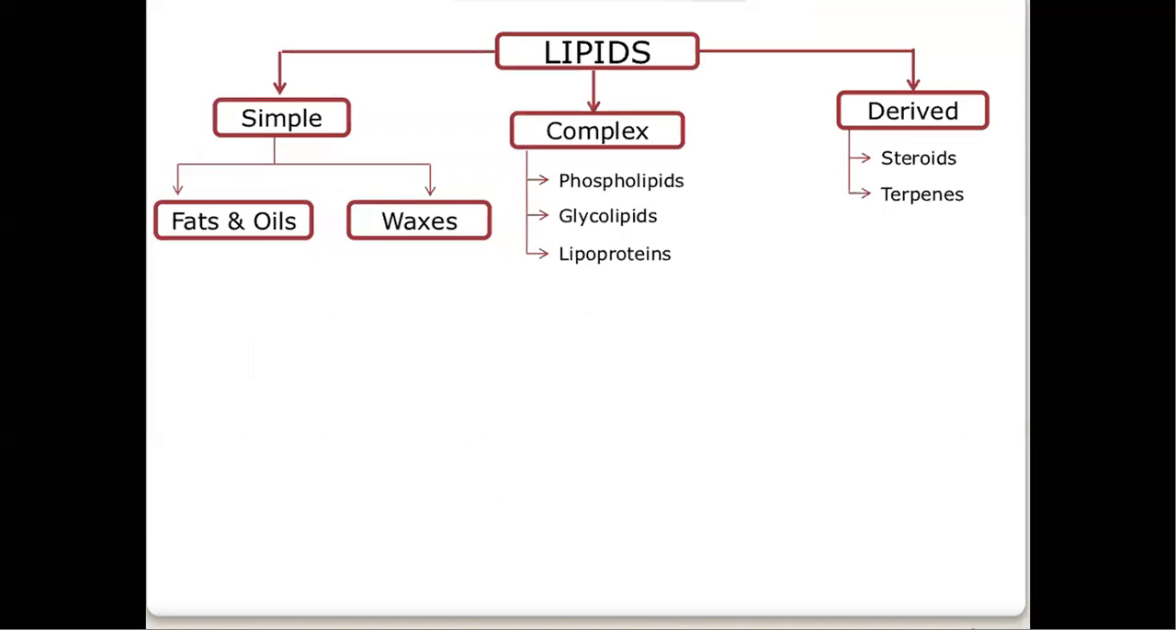And this is the classification of lipids. Lipids are classified into simple lipids, complex lipids, and derived lipids. Simple lipids are again of two types: fats and oils, and waxes. Complex lipids have three important examples: phospholipids, glycolipids, and lipoproteins. The third one is derived lipids: steroids and terpenes. We will learn about all of this in the later slides.